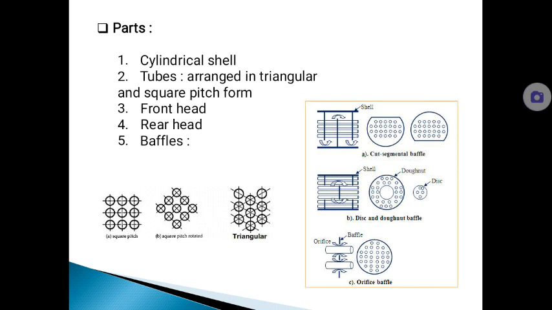We will see some parts of this shell and tube heat exchanger. First is the cylindrical shell, then tubes which are arranged in triangular and square pitch form, then the front head and rear head. Then baffles are there.